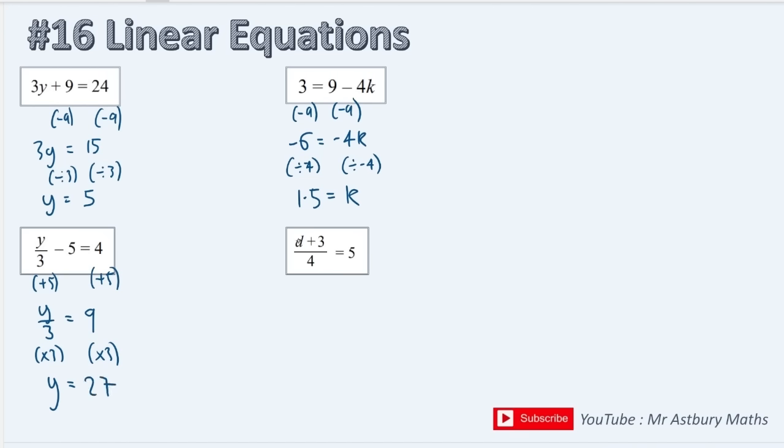Now, this next question is slightly different to the one before, because that line is covering the whole of the top here, which says d plus 3. So because it's all been divided by 4, my first step is to multiply by 4. I have to do that first. So I'm timesing both sides by 4. And this is going to give me d plus 3 is equal to 20. And now I'm going to subtract that 3. I can't do that beforehand. I have to do it once that divide by 4 has been removed. And this gives me d is equal to 17.